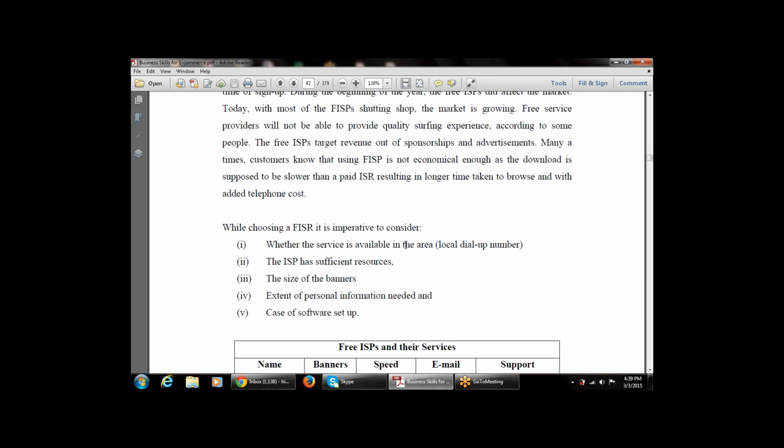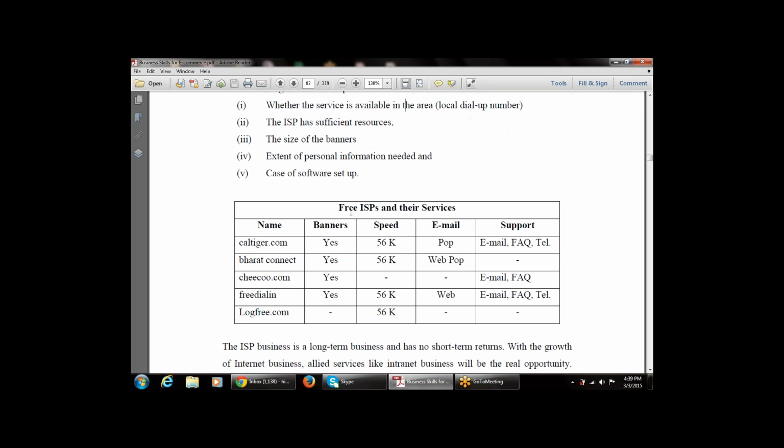So while choosing free ISPs, it is better to consider these questions: whether the service is available in the area, whether the ISP has sufficient resources to give the internet, the size of the banners, the extent of personal information that is needed, and the ease of software setup. So before choosing a free ISP, it is important to keep these questions in mind. Then this is a table that shows the free ISPs and their services.